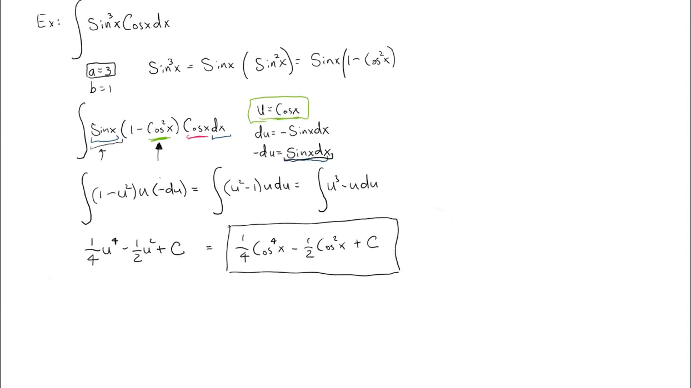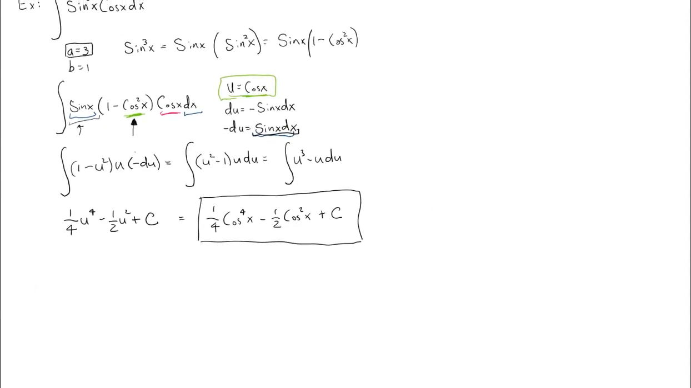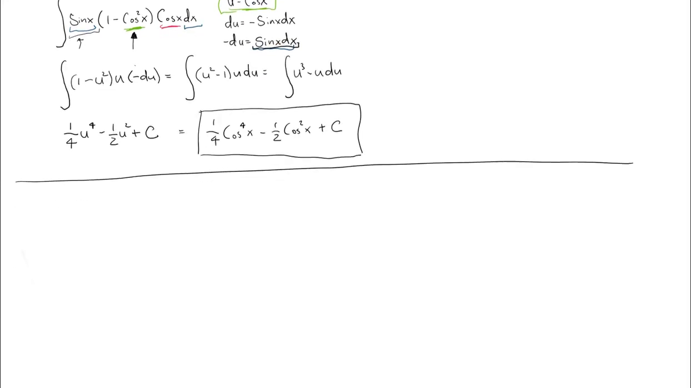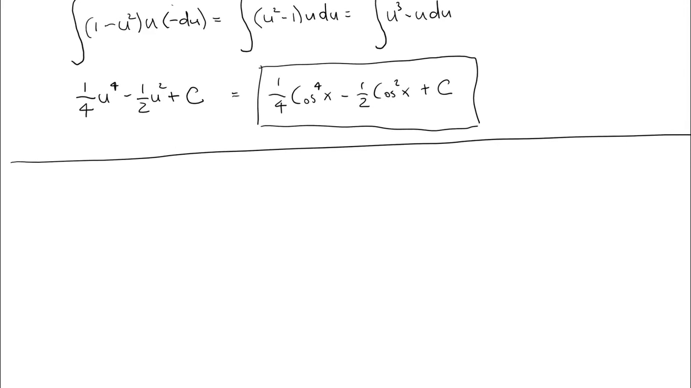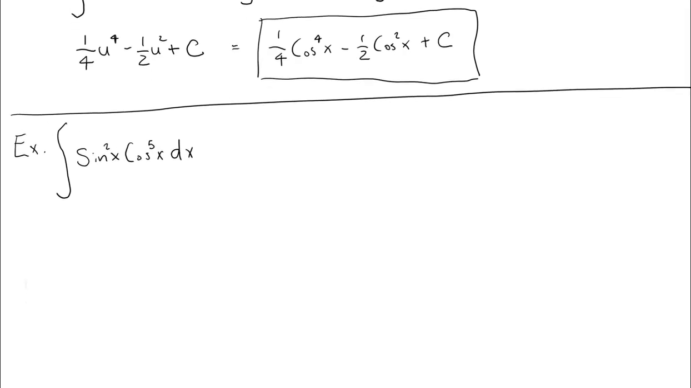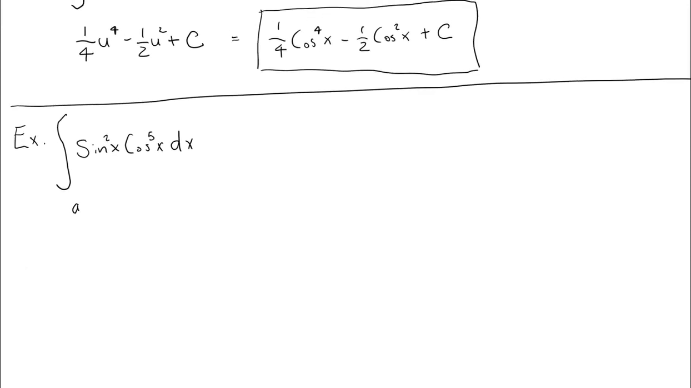Now, we will look at another example here because it's very similar whether we choose cosine or sine. So in this case, we can choose cosine to be the function that we convert. So I'll have another example here quickly. It'll be the integral, let's do sine squared of x cosine to the 5th of x dx. So what we notice here is that our a, our power of sine, is equal to 2, and our b, our power of cosine, is equal to 5.